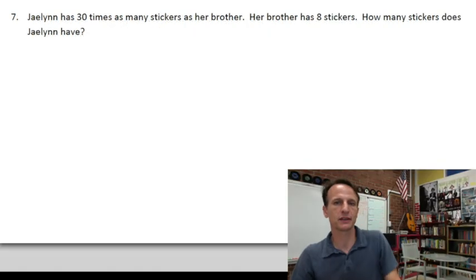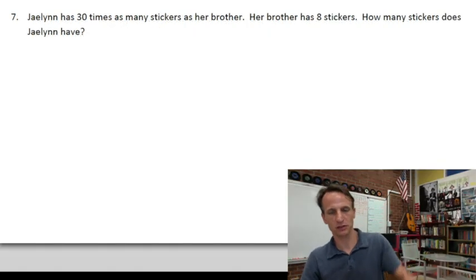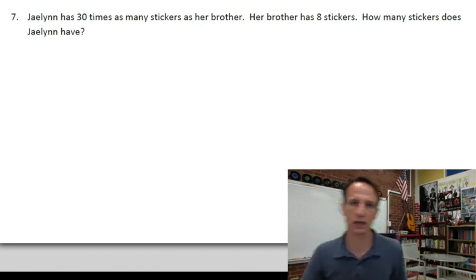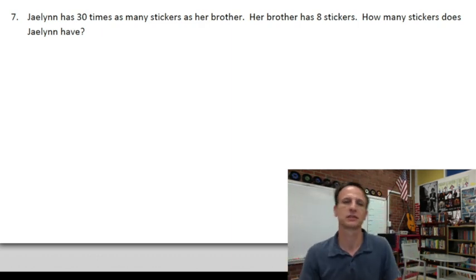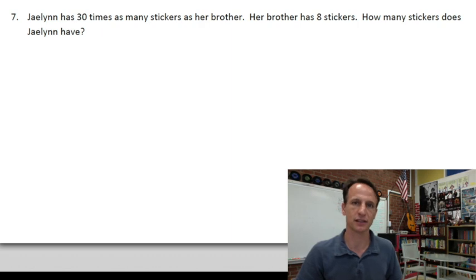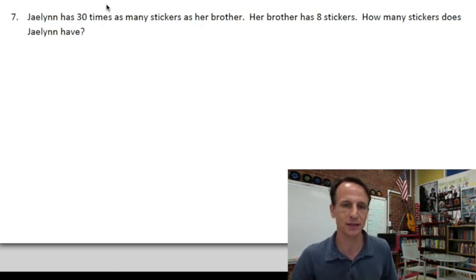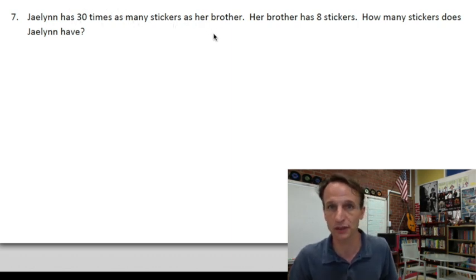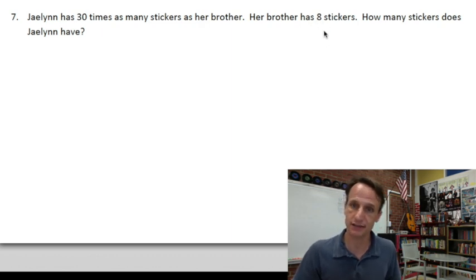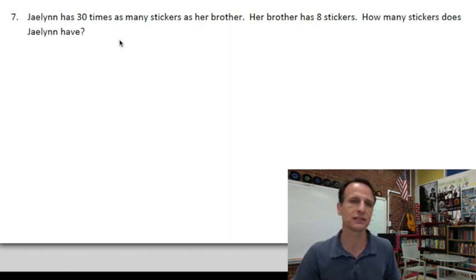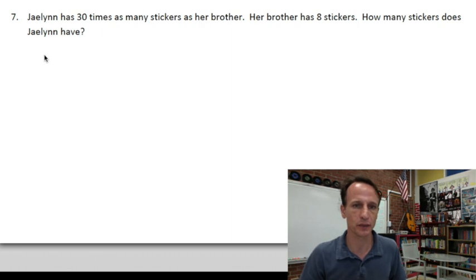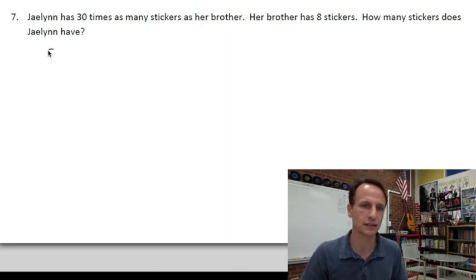Well, I don't think there's yet been created a math curriculum that did not have a question about stickers. So here we go. Here it is, stickers. Jalen has 30 times as many stickers as her brother. Her brother has 8 stickers. How many stickers does Jalen have? Okay, well, we can do this. He has 8, and she has times 30, right?